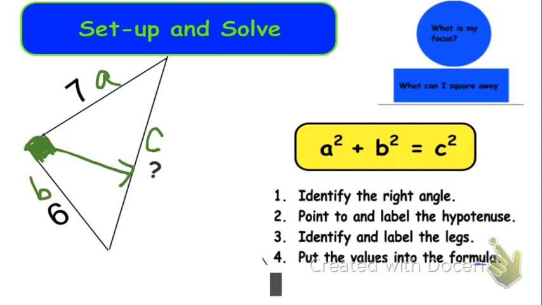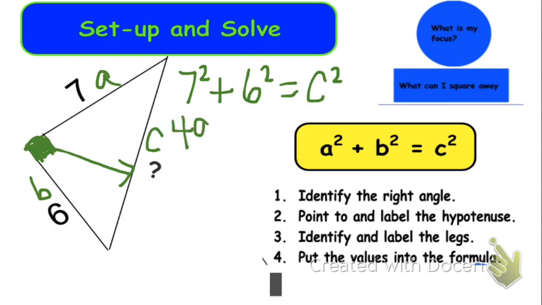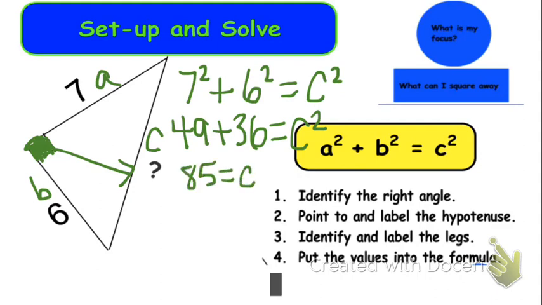Then I'm going to put the values into the formula. So I have A squared, which is 7 squared, plus B squared, which is 6 squared, equals C squared. So now I'm going to square everything. 7 squared is 49, 7 times 7 is 49. Plus 6 squared is 36, 6 times 6 is 36. So when I add 49 to 36, I'm going to get 85. So 85 equals C squared.